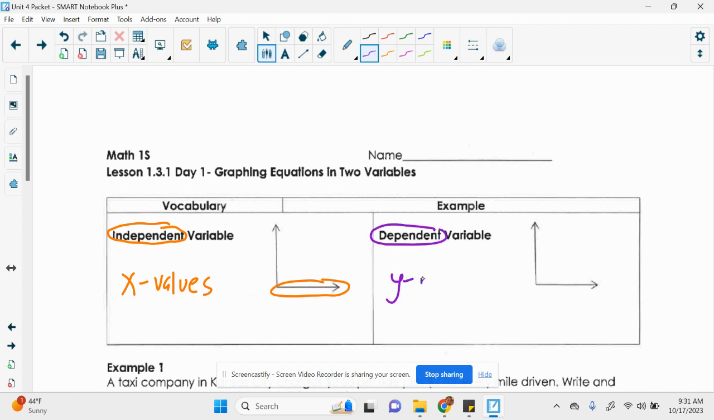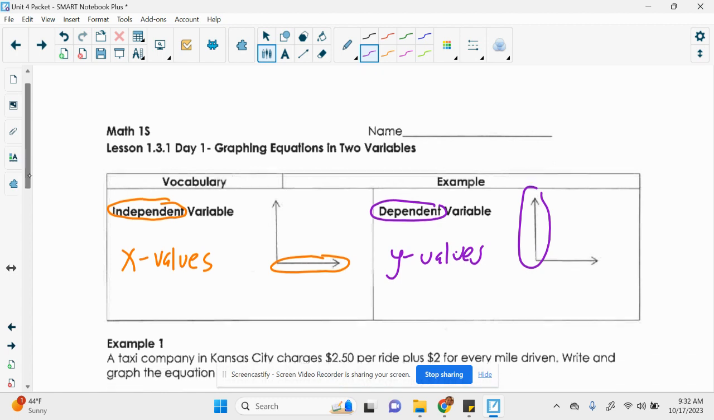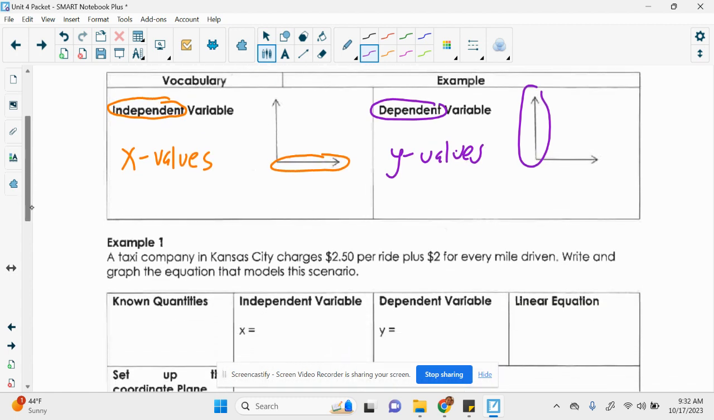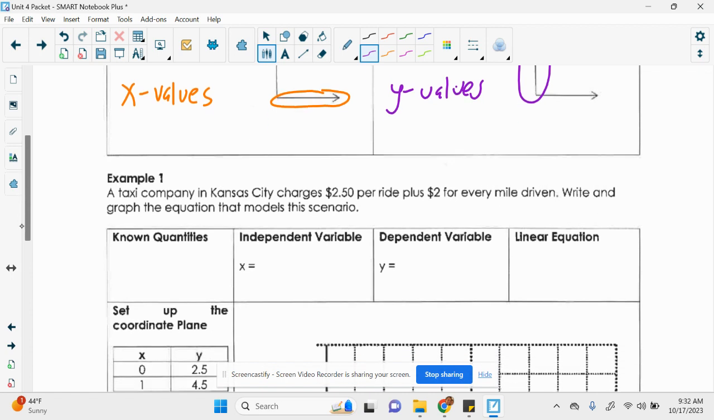Dependent variables are Y values, which are on the Y axis. Y values don't get to choose what they want to be. They are whatever the X value tells them to be. So the big thing today is understanding what X and Y values are, X being independent, Y values being dependent. And we're going to get started.